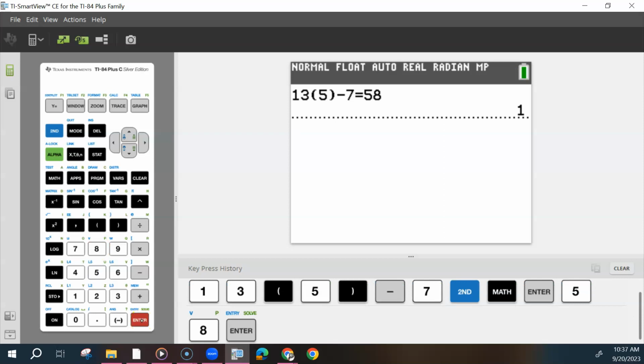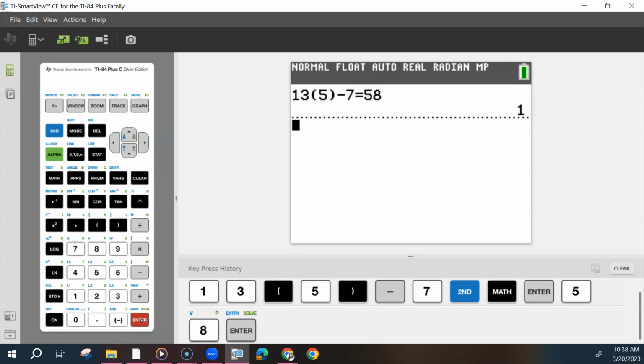The calculator is going to play a true-false game with you. 1 is true, this is your solution, this is your answer. 0 is false, this is not your solution, you have to go back and fix it. But it won't show you where your issue is.